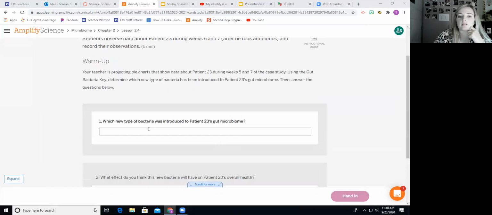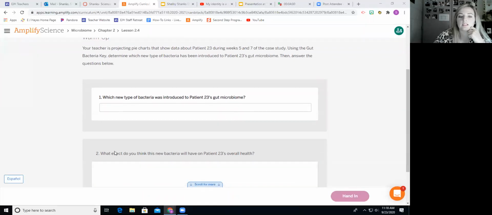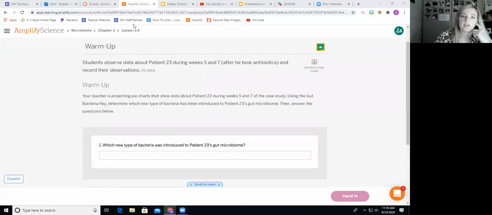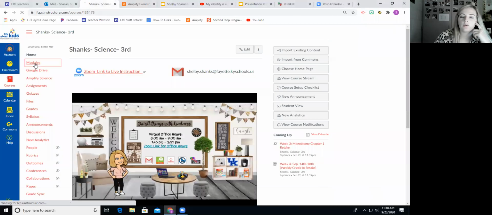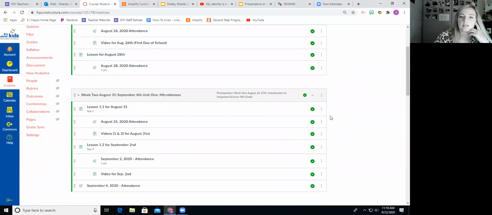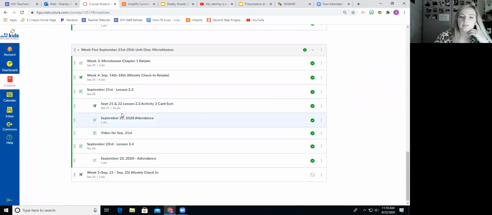All right, so it's going to ask you which new type of bacteria was introduced, and then it's going to ask you what effect do you think this new bacteria will have on patient 23's overall health. All right, so I'm going to go into our modules and I'm going to project those pie charts from week 5 and week 7.